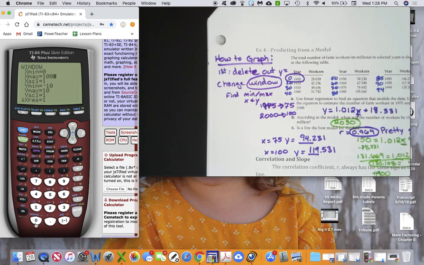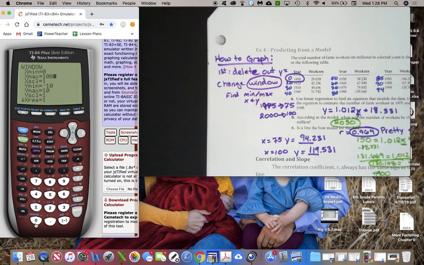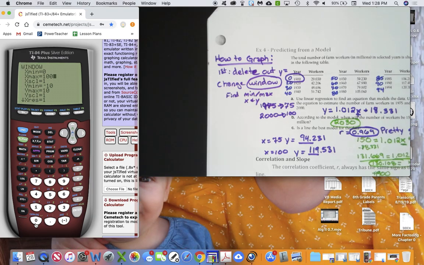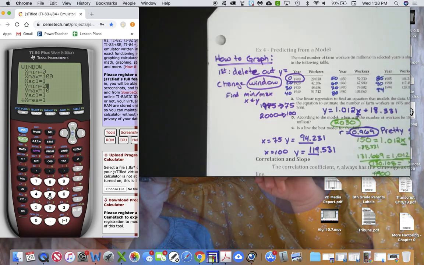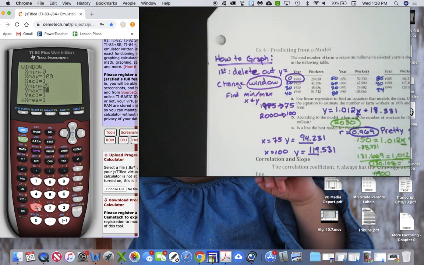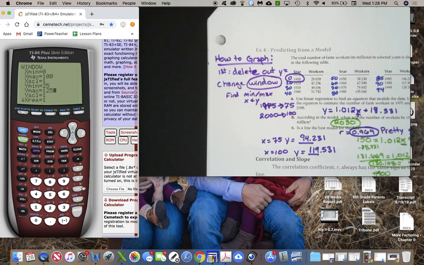Our y's now. What's the smallest y? 29. What's the largest y? 120. So what are you going to go from? 25 to 125? Sure, let's do it. I just went 29. That's fine. I don't care. 25 to 125, as long as it's somewhere close to that, okay? That's what we're going to do on our y scale, okay?